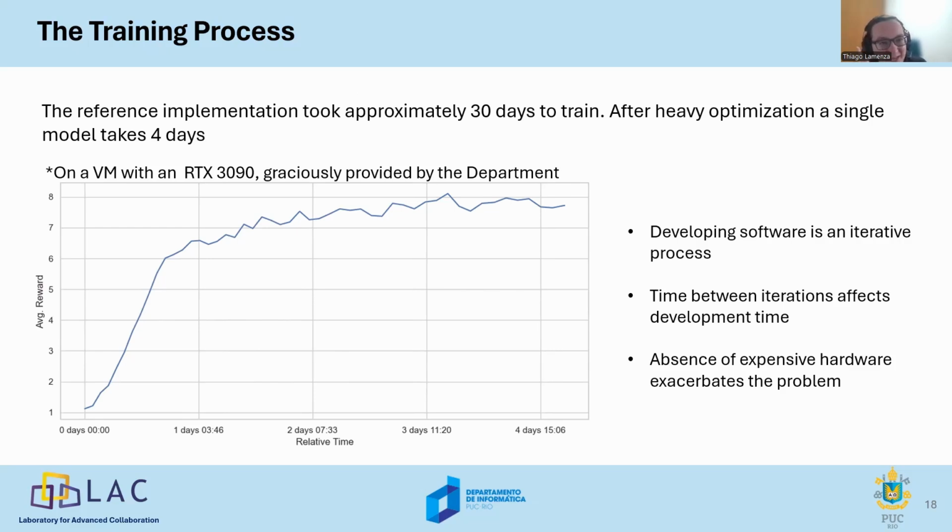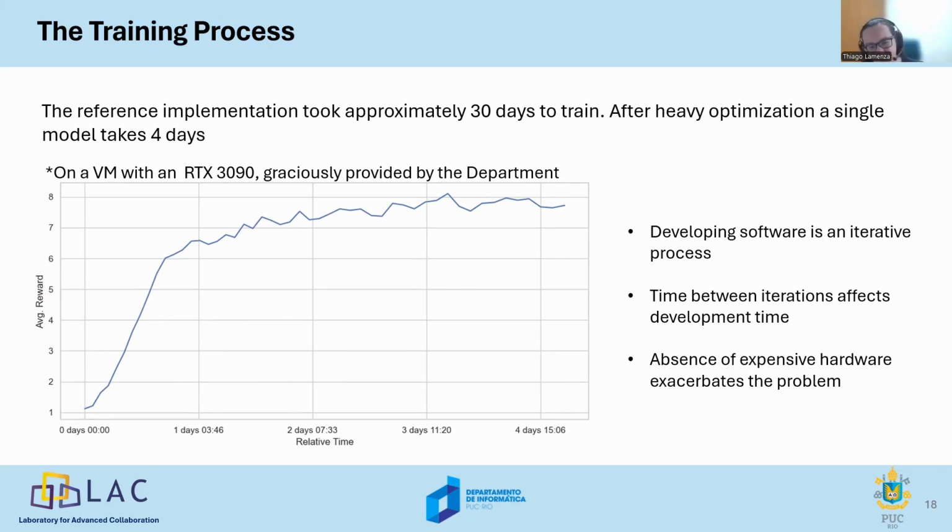And this might seem like an implementation detail, but it was actually the main guiding factor of this work, because developing software is an iterative process. So when you're developing software, you develop something, you make a mistake, you fix the mistake, and you move on. And the time between these iterations greatly affects the development time of the entire solution. And as you can see here, the time between iterations for our reinforcement learning solution, and for most reinforcement learning solutions actually, especially those that involve deep learning like ours did, is in the scale of days.